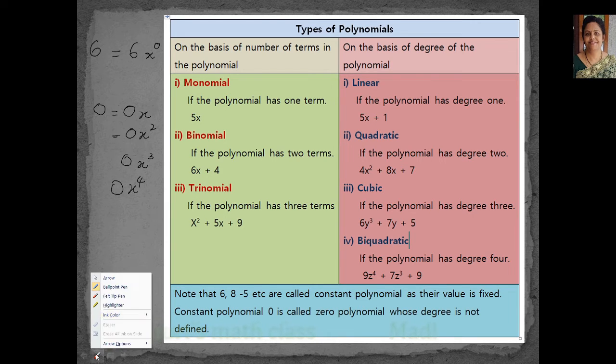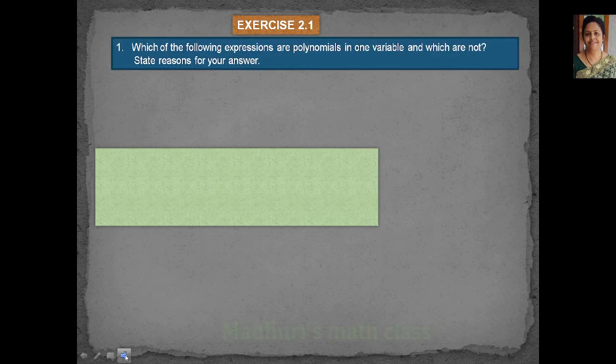So the constant polynomial 0 is called zero polynomial whose degree is not defined. But constant non-zero polynomials, its degree is fixed. What is the degree of constant non-zero polynomial? That is 0. Next one, exercise 2.1.